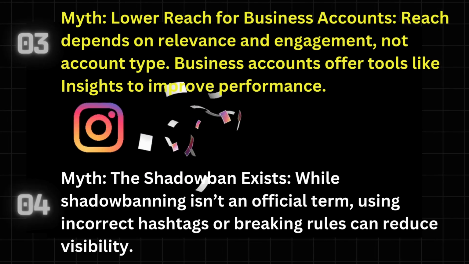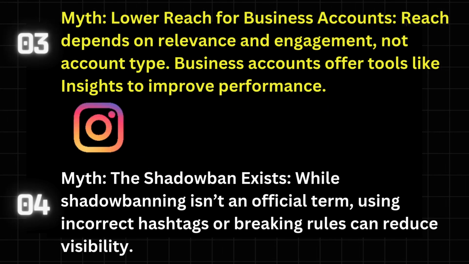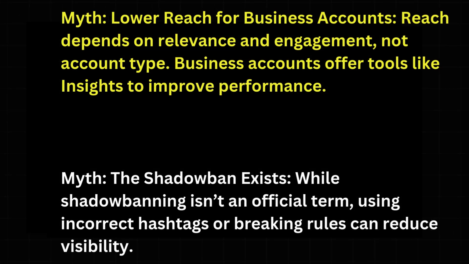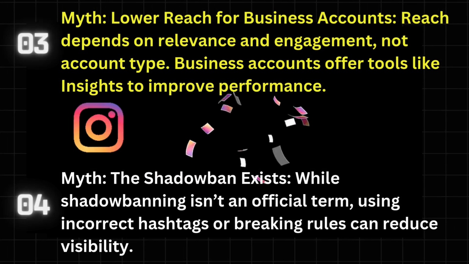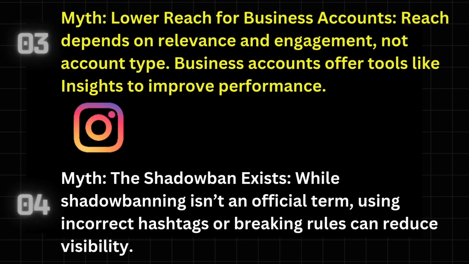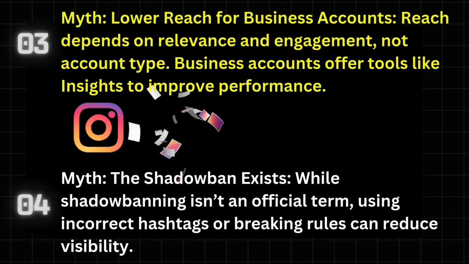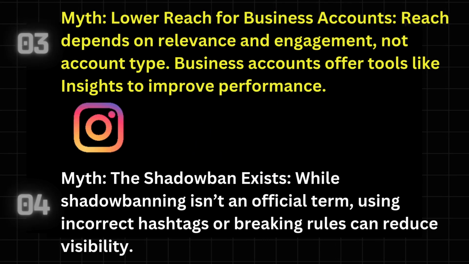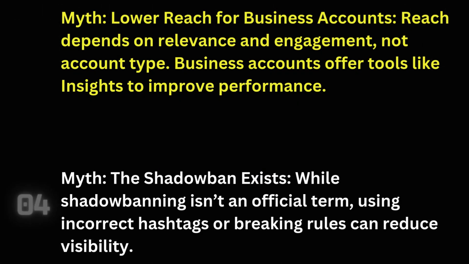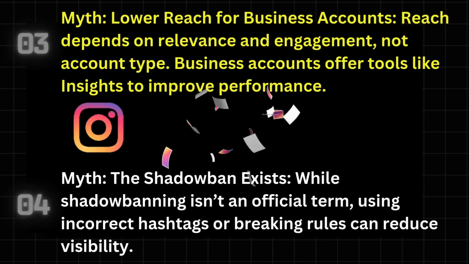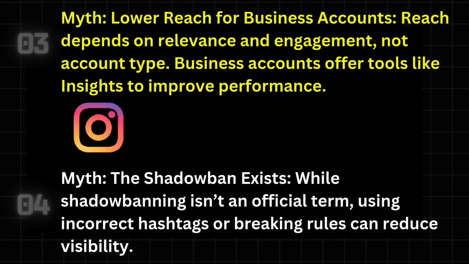Myth: lower reach for business accounts. Reach depends on relevance and engagement, not account type. Business accounts offer tools like Insights to improve performance. Myth: the shadow ban exists. While shadow banning isn't an official term, using incorrect hashtags or breaking rules can reduce visibility.